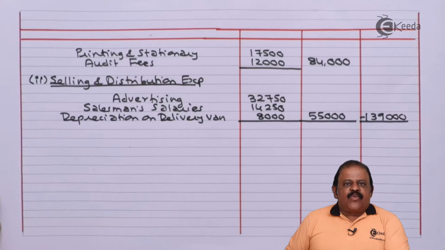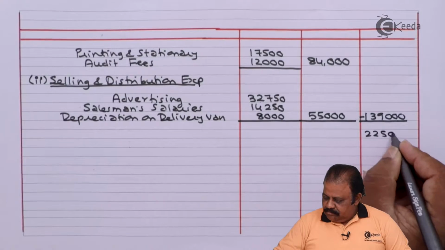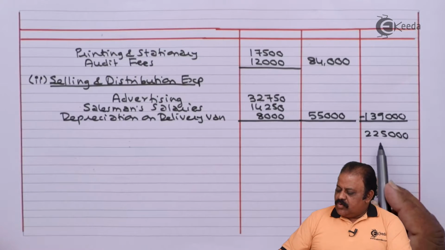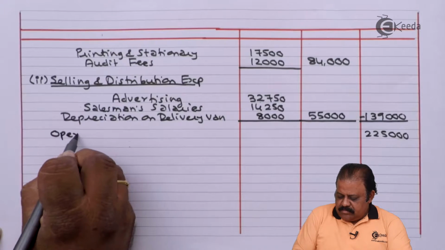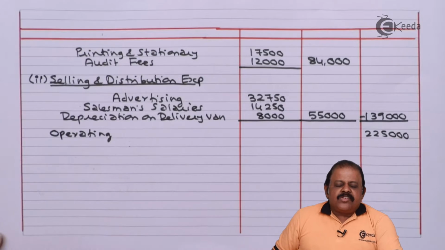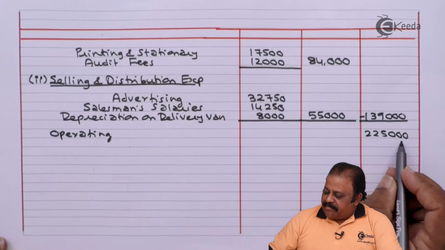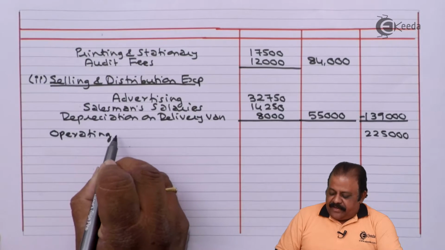This will be deducted from gross margin. Gross margin is 3,64,000. So it comes to 2,25,000. Gross margin minus total operating expenses, we are getting 2,25,000. This will be called operating net profit.